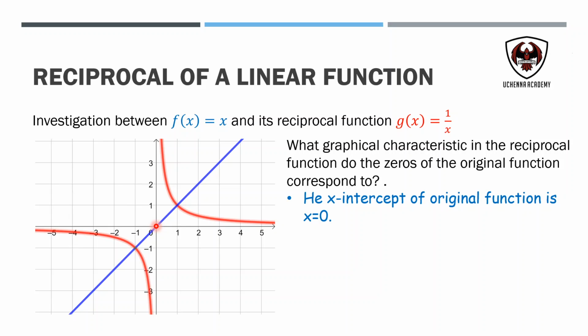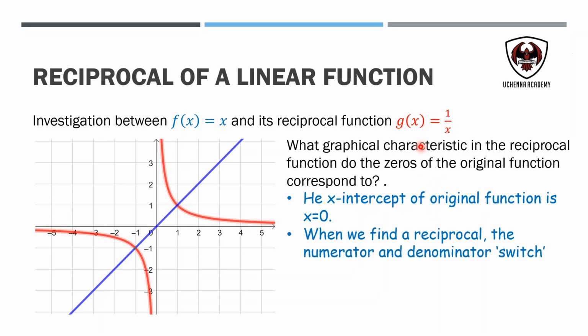When I reciprocate that function, so instead of x, we end up making it 1 over x, you would notice that that becomes a restriction. You should notice, because now x is in the denominator, and in math, the denominator is not allowed to be 0. So the x-intercept of the original function is x is equal to 0. When we find a reciprocal, again, the numerator and denominator switch, and now x is equal to 0 becomes a restriction. X actually cannot equal 0.